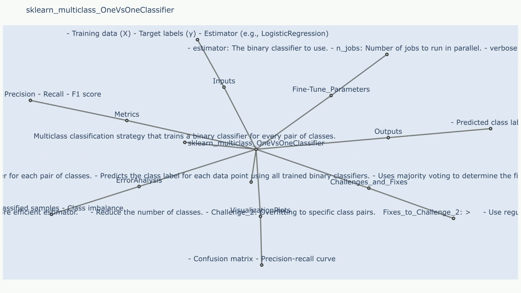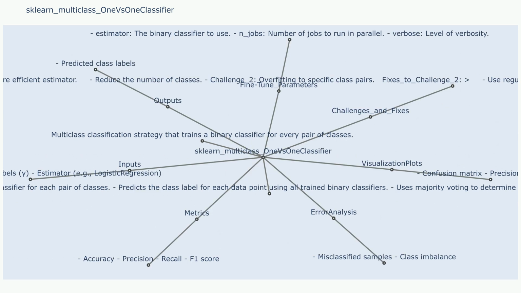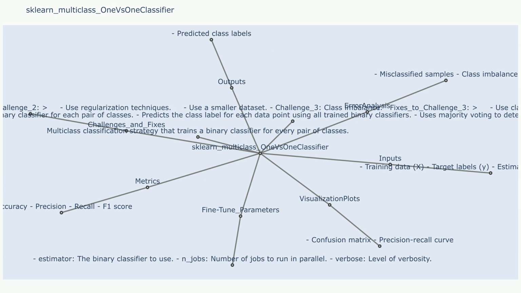Metrics. Accuracy. The ratio of correctly classified samples to the total number of samples. Precision. The ratio of correctly classified positive samples to the total number of samples predicted as positive. Recall. The ratio of correctly classified positive samples to the total number of actual positive samples. F1 score. The harmonic mean of precision and recall.